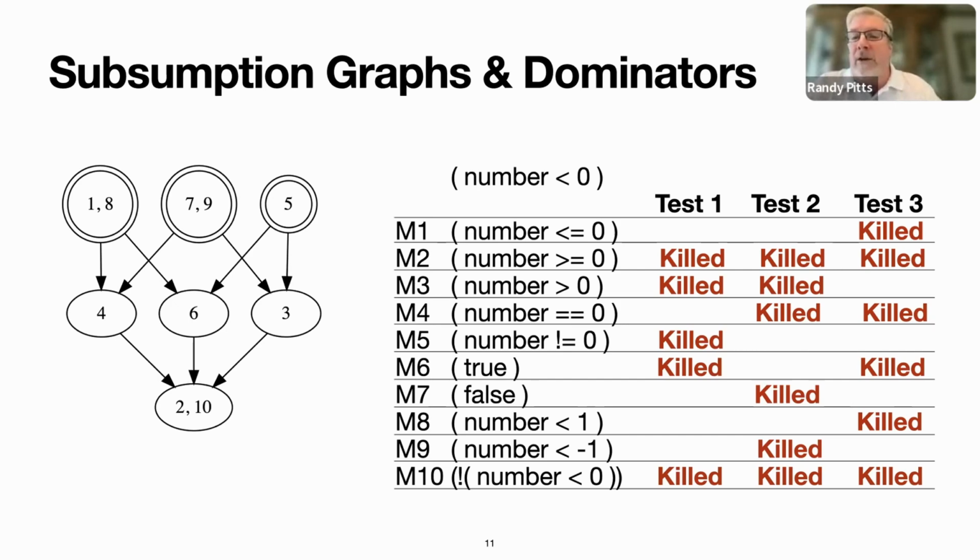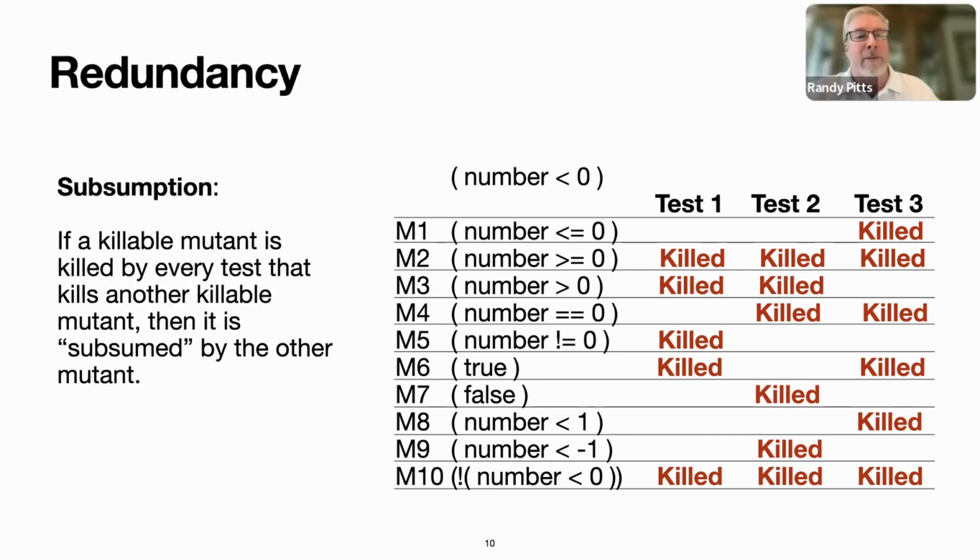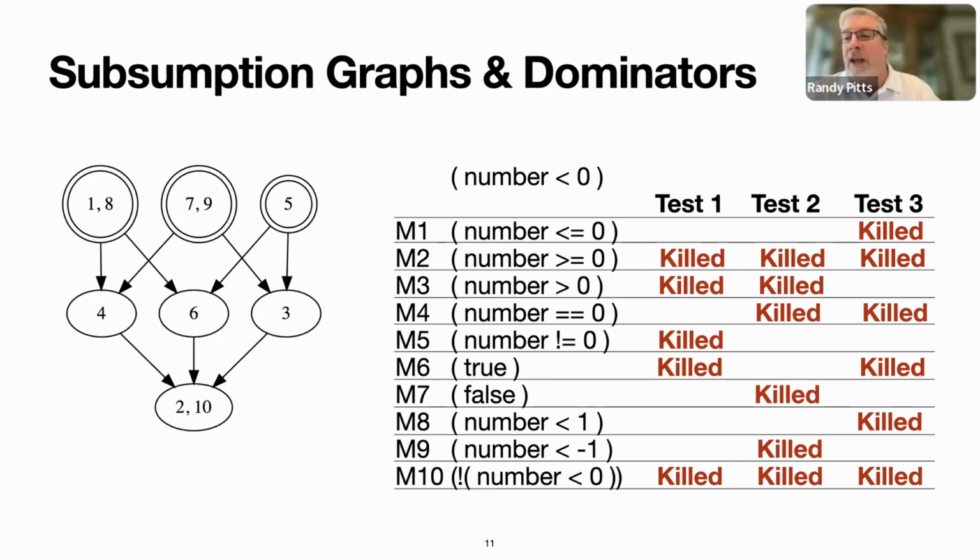But take another look in terms of the subsumption definition. Remember all the killable mutants. Every test that kills mutant 4, test 2 and test 3, those tests also kill mutant number 2. So mutant number 4 also subsumes mutant number 2. So mutant 1 and 4 subsume mutant number 2, and you can see mutant number 2 down at the very bottom, the leaf node in the graph. And again the outbound arcs of each node tell you which subsumes which.